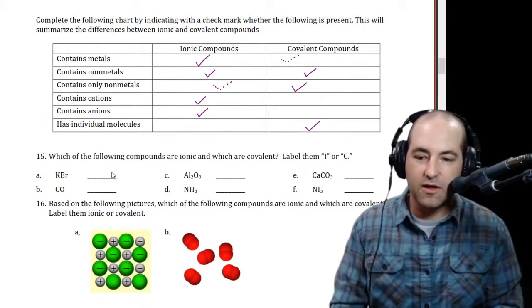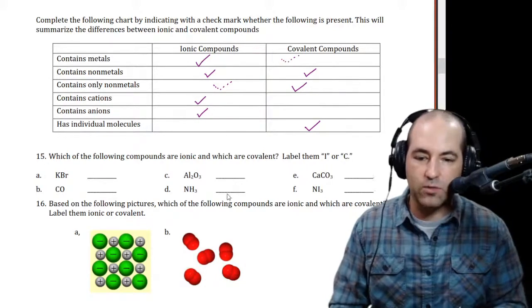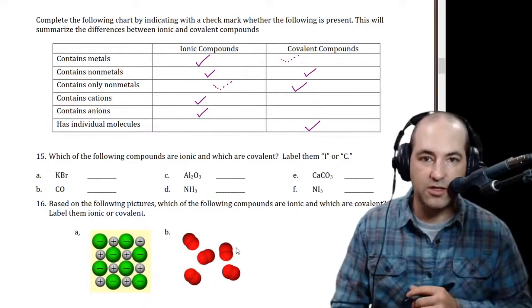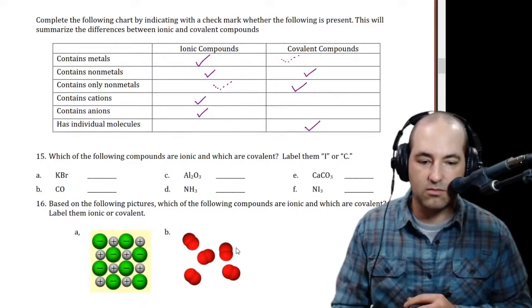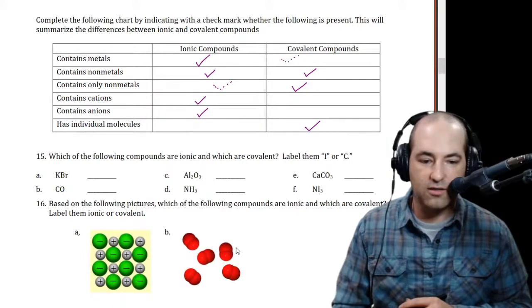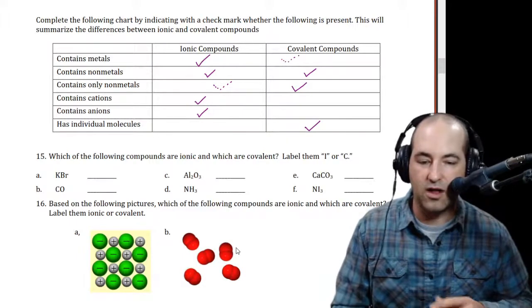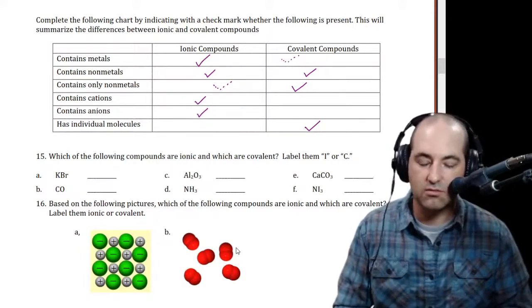Using those rules, we can look at these compounds and decide which ones are ionic or covalent. So before I do that, I want you to give that a try. If you're watching along, go ahead and try that. If you're watching this later, just pause the video or something and see if you can figure those out. And then I'll go through them and we'll see if we agree.